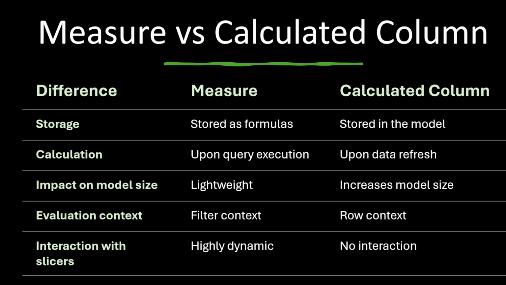Interaction with slicers. Measures are highly dynamic. Obviously, if you are selecting any kind of slicer, your measure values change within seconds, whereas calculated columns do not interact with the slicers or filters in your table, unless you're aggregating them in the visual. But when you're checking in the data view, they're not interacting. That value in the row is not going to change.